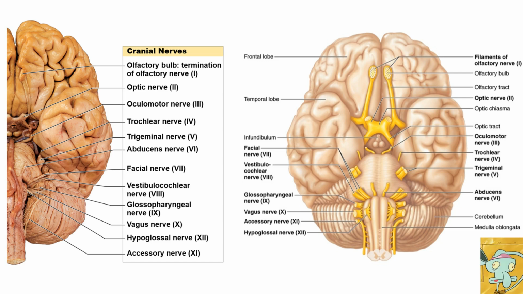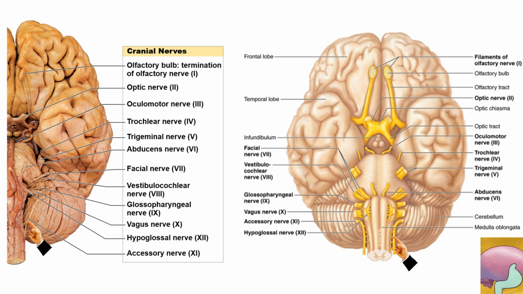Associated with the medulla oblongata. Cranial nerve 9, the glossopharyngeal nerve. Located on the lateral medulla, it handles taste and swallowing. Cranial nerve 10, the vagus nerve. Located on the lateral medulla, it provides parasympathetic control to visceral organs.